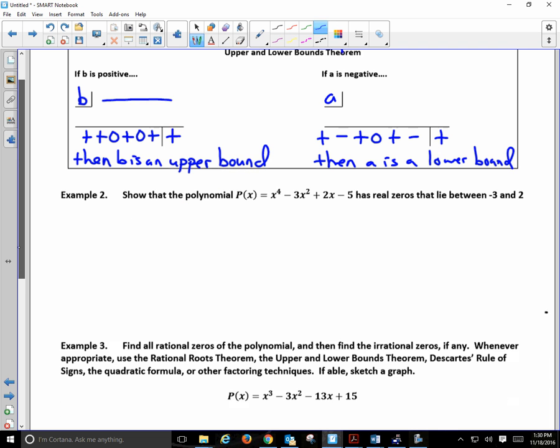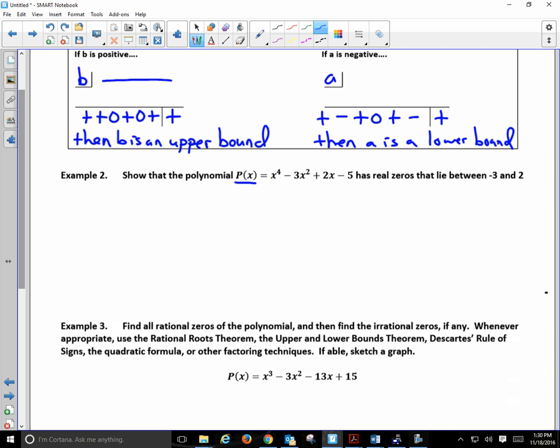I'm going to show you how easy this works out and the type of examples you're going to be able to do. It says, show that the polynomial p of x has real zeros that lie between -3 and 2. That would mean that 2 would be an upper bound, right? We're going to show that 2 would be an upper bound. So I'm going to divide it into 1, 0, -3, 2, and -5.